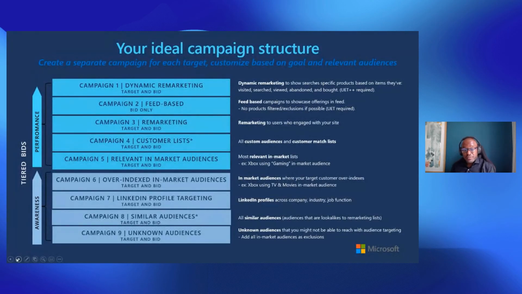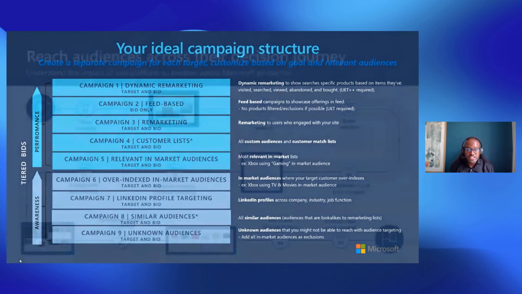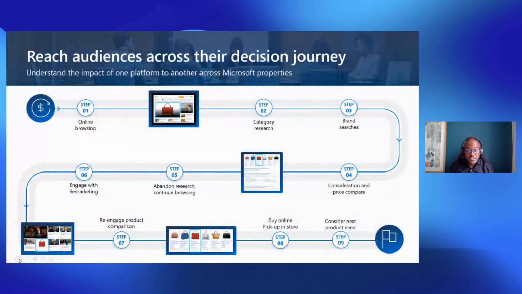Moving on to the next slide, reach audiences across their decision journey. As an advertiser, you plan to connect with your customer multiple times through their journey, ideally serving the right messages at the right time to the right person. Our search and native offering help you target your ideal customer across the entire marketing funnel. Let's look at this example here.